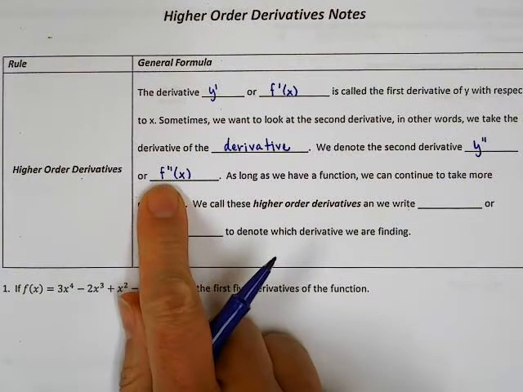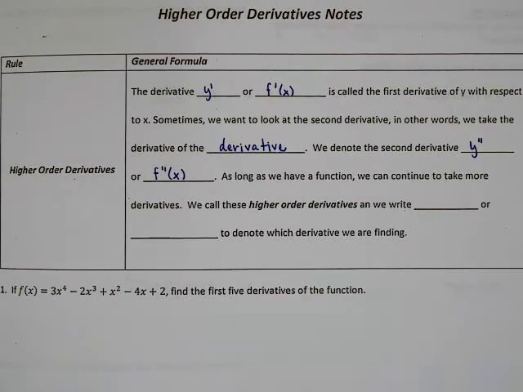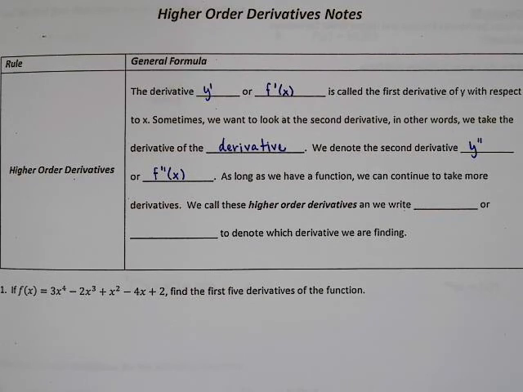taking the second derivative. So as long as we still have a function, we can continue to take more derivatives, and we call these the higher order derivatives. And we write the appropriate notation to denote which derivative we are finding. So I'm going to leave that blank and then you'll see what I mean there as we get into an example.